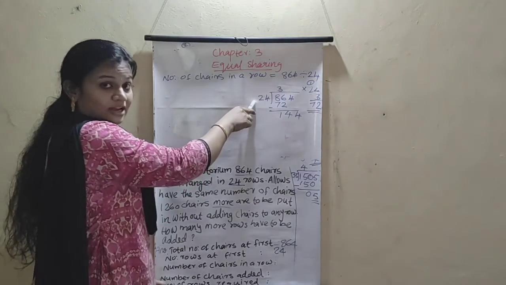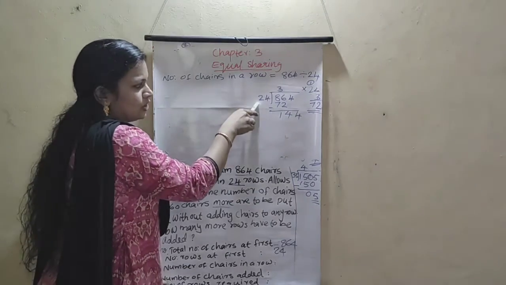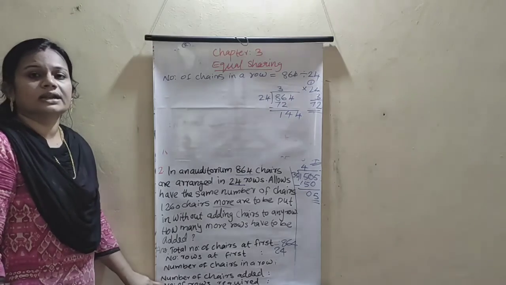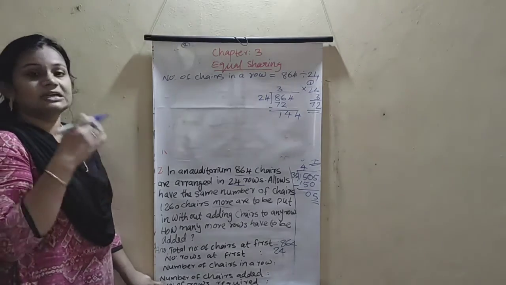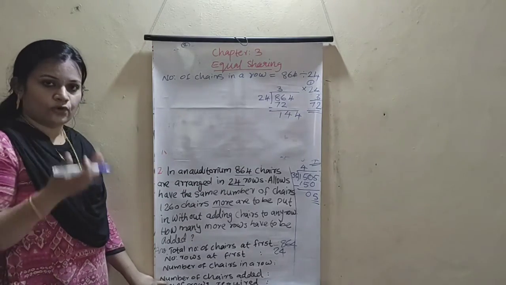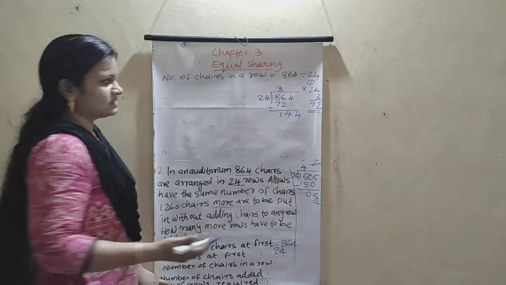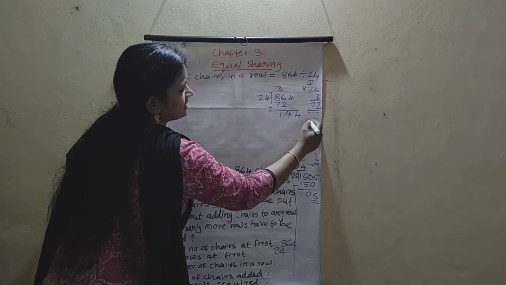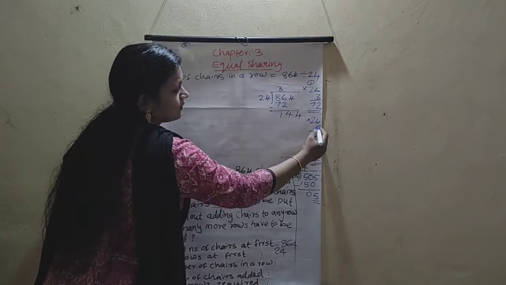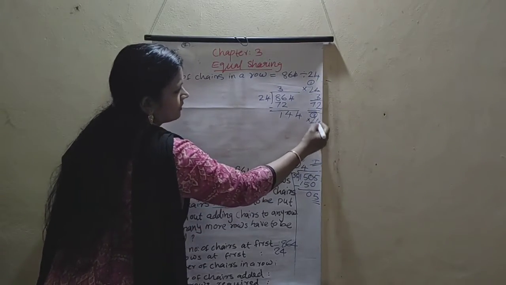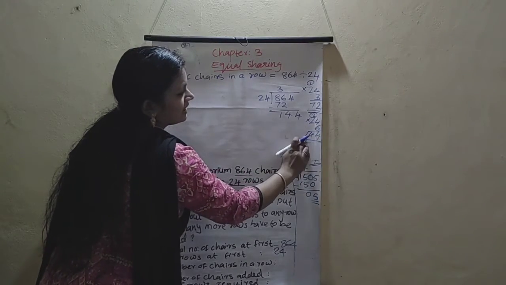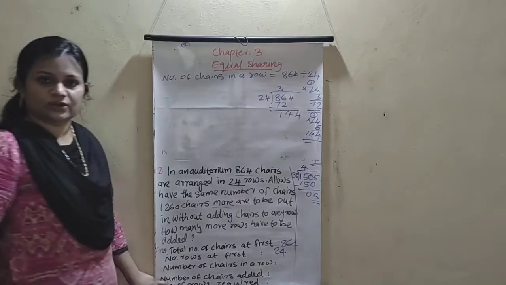How many 24s in 144? Already we multiplied 24 into 3, then 24 into 5. So the next one is 24 into 6. How many times? 6 4s are 24. 2 is the carryover. 6 2s are 12 plus 2, 14. We got 144, here also 144.